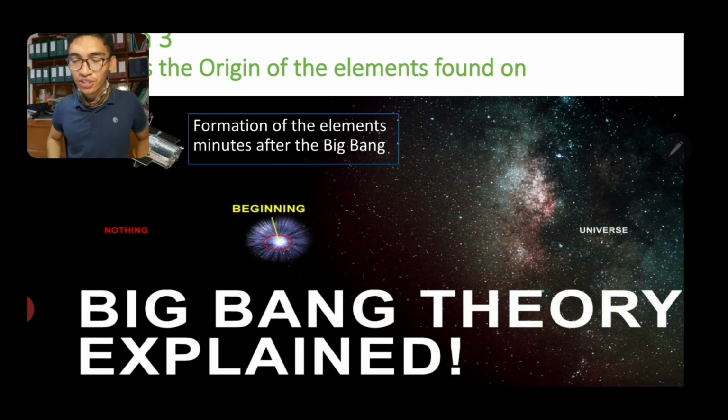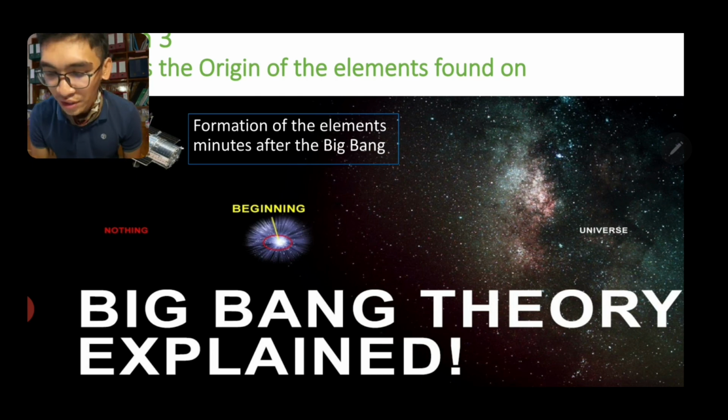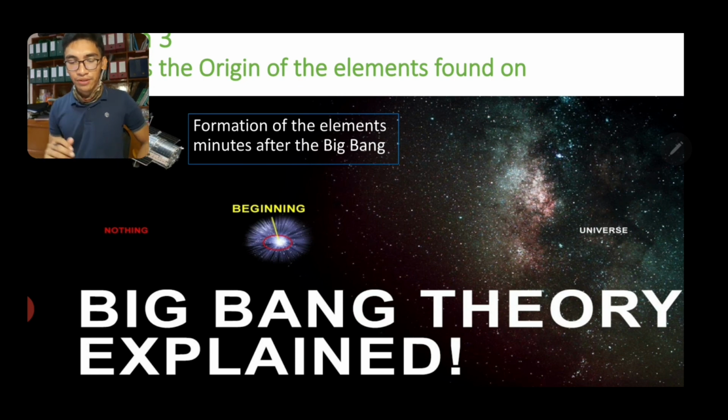So matter and energy decoupled and became separate entities in the first few minutes or first seconds of the Big Bang Theory. A period of rapid exponential expansion took place, followed by the formation of large numbers of quarks, electrons, and other particles. Okay, ano naman ang example ng quarks?